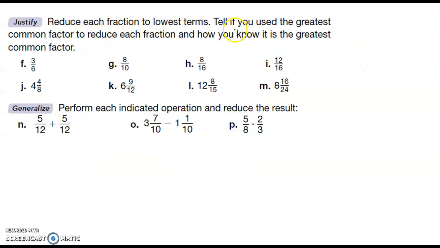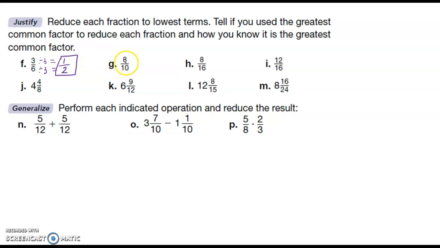Reduce each fraction to the lowest terms. If you use the greatest common factor to reduce each fraction, tell if you used the greatest common factor and how you know it is the greatest common factor. Frankly, however you want to reduce these is fine. If you don't choose the greatest common factor, you just keep reducing until you can't reduce anymore. For example, I know that 3 goes into 6, so I'm going to divide the top by 3 and the bottom by 3. 3 divided by 3 is 1. 6 divided by 3 is 2.